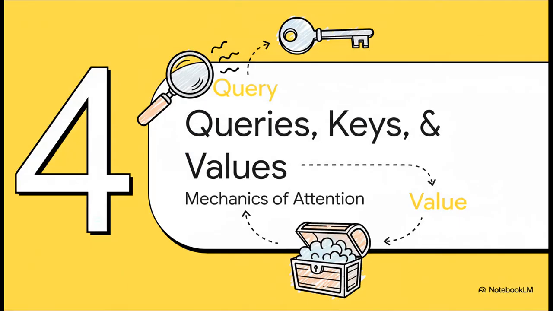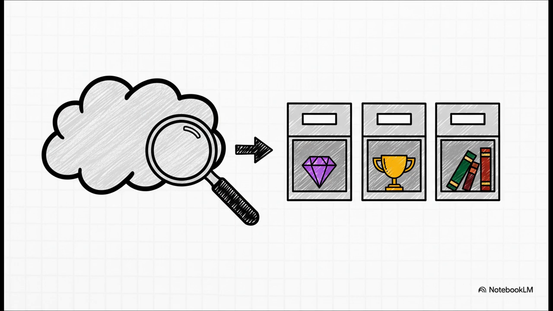So how does this actually work under the hood? How does it do the math? Well, it's all done by generating 3 very specific vectors for every single word in our sentence: a query, a key, and a value. So where do these vectors come from?